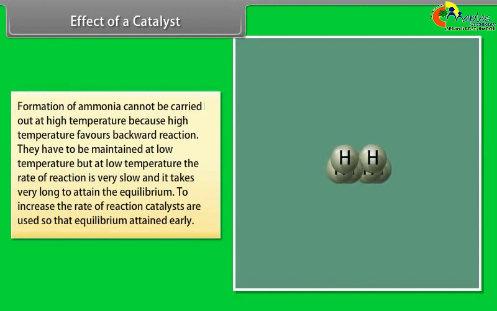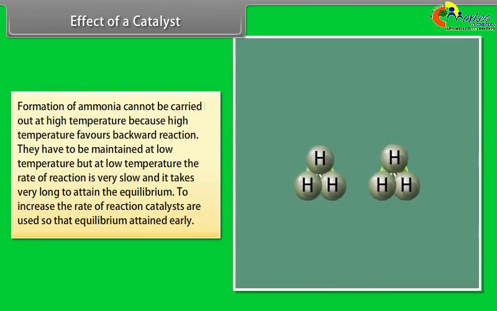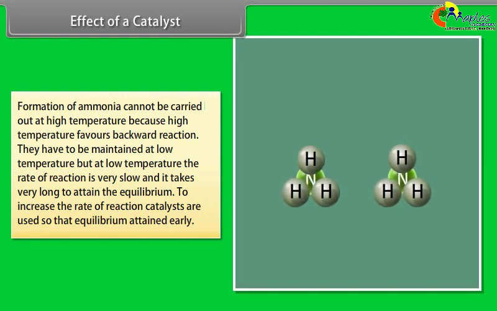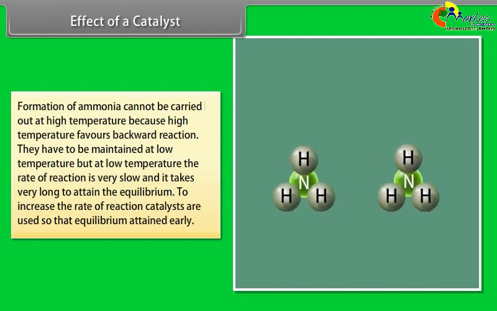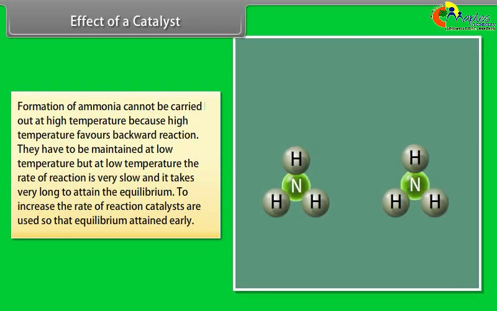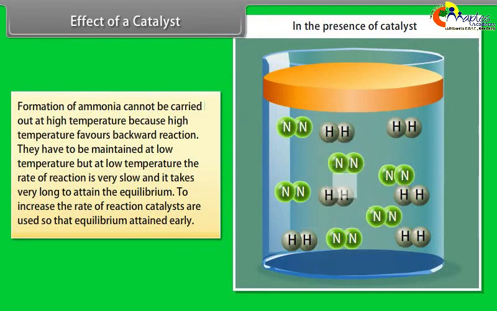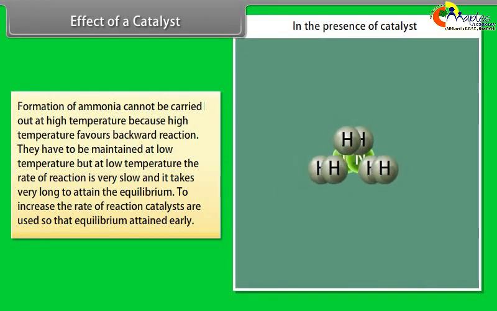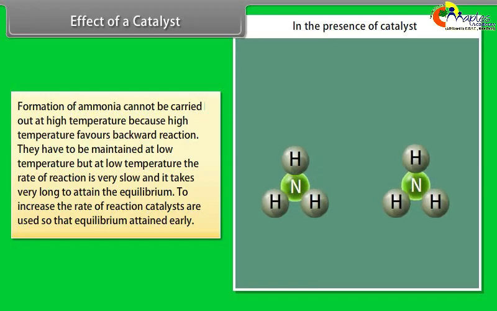formation of ammonia cannot be carried out at high temperature because high temperature favors the backward reaction. They have to be maintained at low temperature, but at low temperature, the rate of reaction is very slow and it takes very long to attain the equilibrium. To increase the rate of reaction, catalysts are used so that equilibrium is attained early.